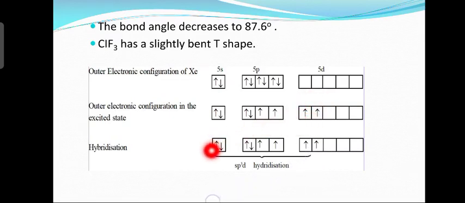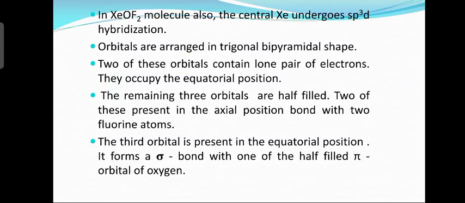Therefore it undergoes sp3d hybridization. Only up to here is sp3d hybridization; the other d orbital is unhybridized. There is one d orbital which is unhybridized, so it undergoes sp3d hybridization. Therefore, altogether there are 5 sp3d hybridized orbitals. Next slide. In the XeOF2 molecule, the central xenon atom undergoes sp3d hybridization. Orbitals are in a trigonal bipyramidal shape. Since there is sp3d hybridization, the shape is trigonal bipyramidal.